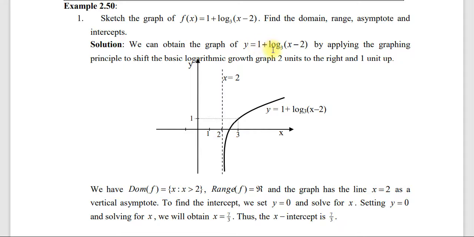So we can obtain the graph of y which is equal to 1 plus log x minus 2 in base 3 by applying the graphing principle of shifting the base logarithmic graph 2 units to the right and 1 unit up.